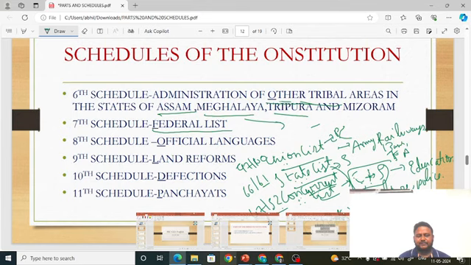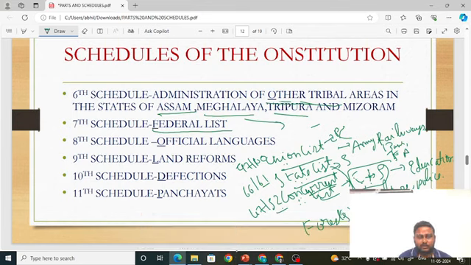Okay friends, moving forward. 8th schedule, I told in parts also, there were official languages. So what does the 8th schedule talk about? It talks about official languages. As of now we have 22 official languages. Earlier there were 14, then it was increased to 18, and then to 22. At present we have 22 official languages, friends.